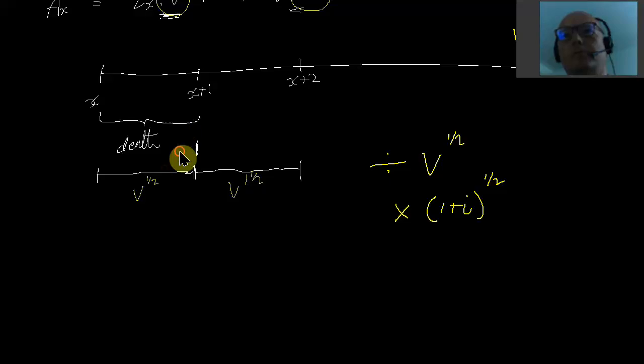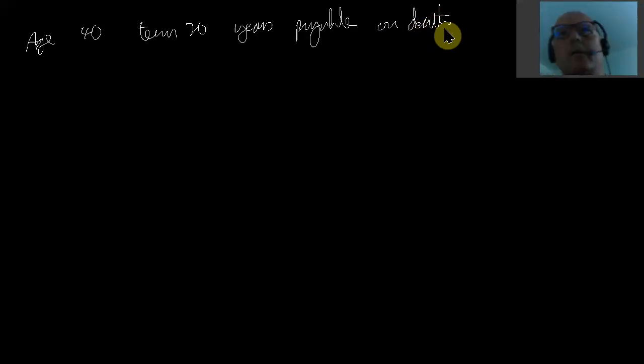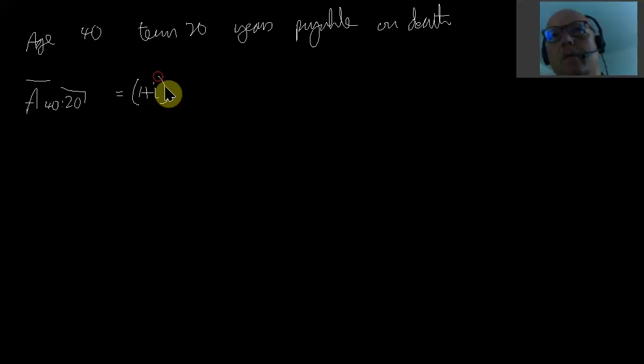So supposing we have age 40, term 20 years, payable on death, then what we want is A, this is the notation, we put a bar over it to say payable immediately on death, and then we're going to multiply the whole thing we get by 1 plus i to the power of a half, because whenever it gets paid, we're bringing it forward by half a year.